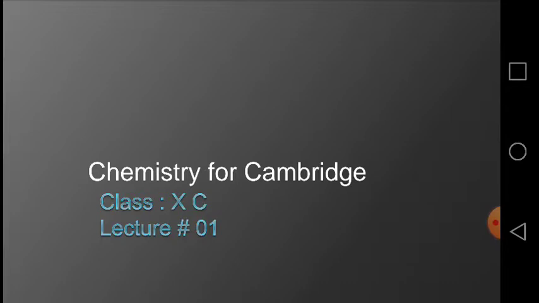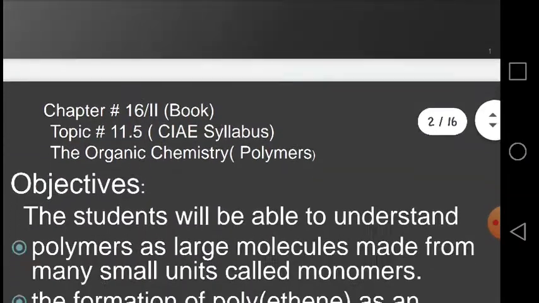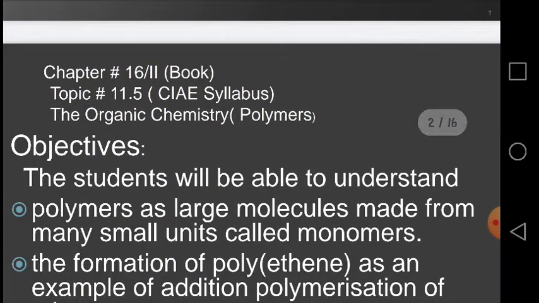Today's focus will be on your chapter number 16 part 2 from your book and topic number 11.5 according to the CIE syllabus. The topic is organic chemistry and basically polymers. Dear students, we will be able to understand today polymers as large molecules made from many small units called monomers.